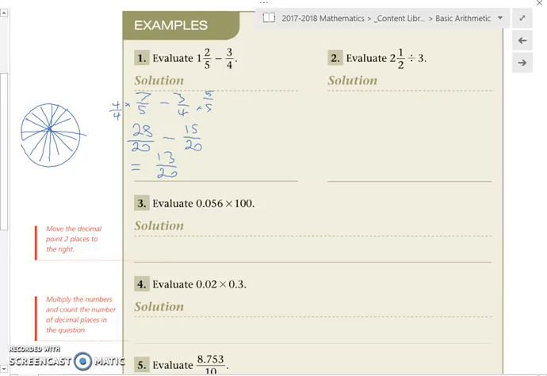All right, continuing on. We've got to keep going. We've got 2.5 divided by 3. How do we do it? Yeah, cool. I've also got an improper fraction, a mixed numeral there again, and I don't like mixed numerals.